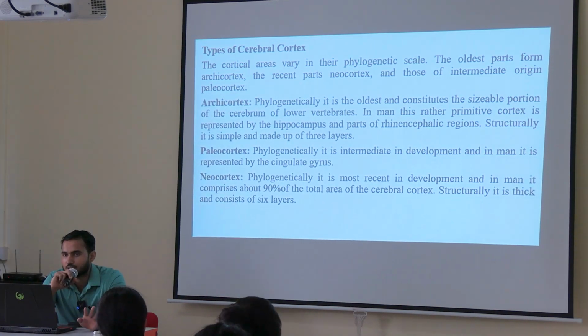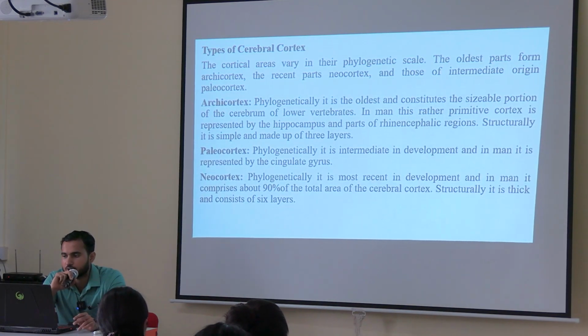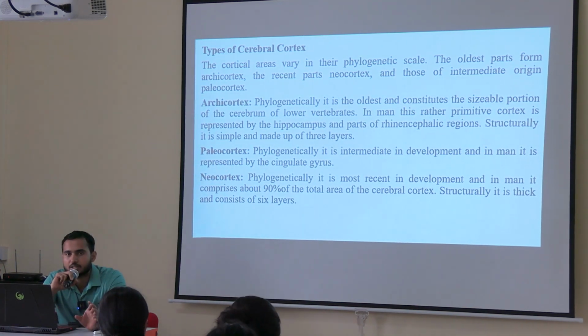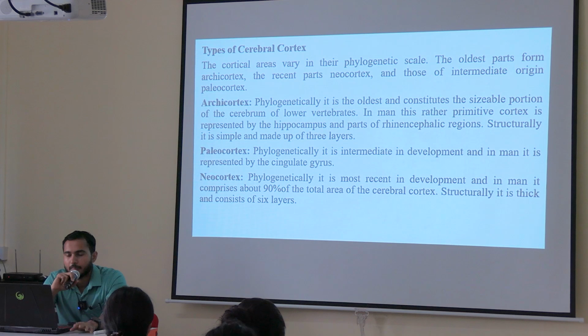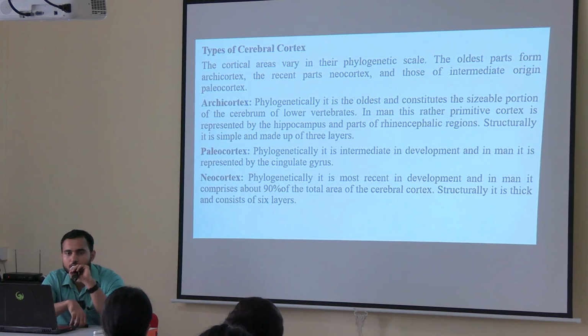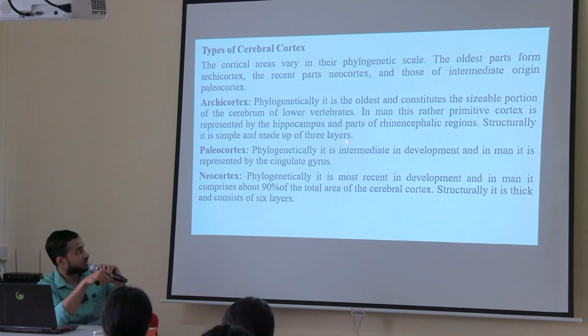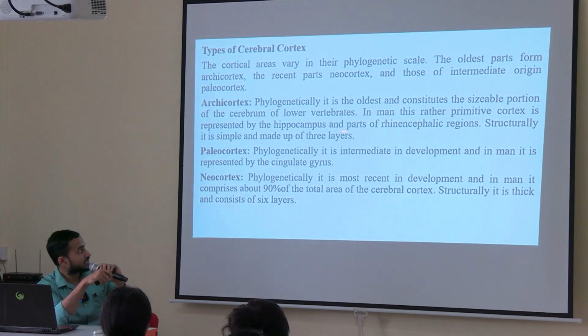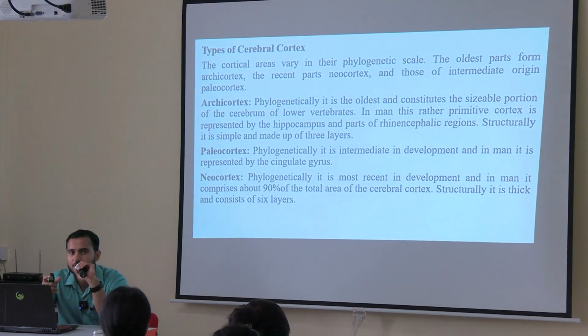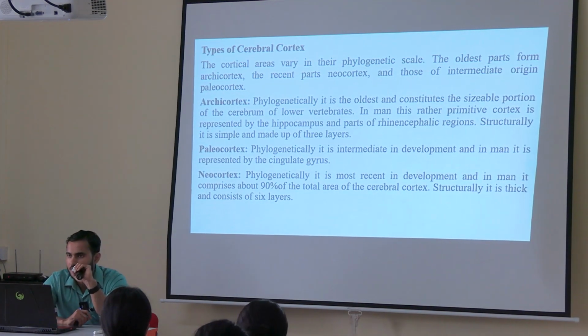Archicortex is the oldest and constitutes a sizable portion of the cerebrum, and it is well developed in lower vertebrates. In human beings, the archicortex is represented by the hippocampus and rhinencephalic region. These 2 parts of the human brain represent the archicortex.